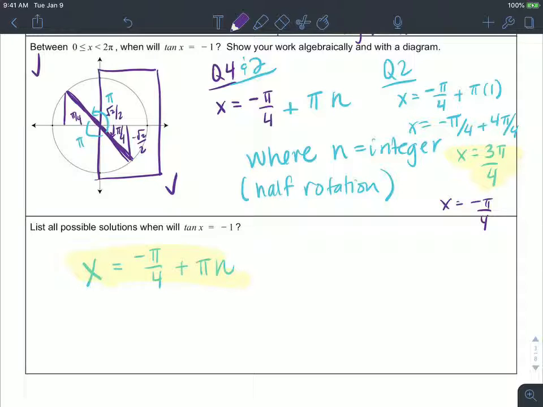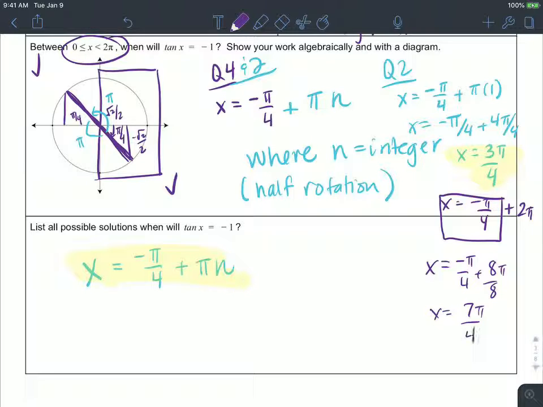What would I need to do to get, since this angle is negative, and it says that I want to be in the range of 0 to 2 pi, what do I need to do to get back into the fourth quadrant? Well, I can just add 2 pi. So x is equal to negative pi over 4 plus 8 pi over 4, which is equal to 7 pi over 4. So these are our two answers here.